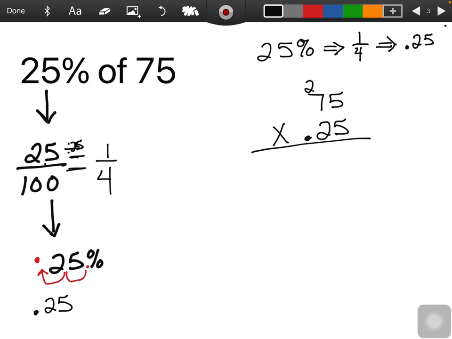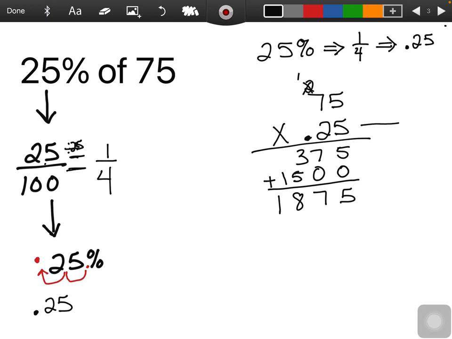5 times 5 is 25. 5 times 7 is 35, plus 2 is 37. I'm going to drop my placeholder. 2 times 5 is 10. Raise my 1, drop my 0. 2 times 7 is 14, plus 1 is 15. Now I'm going to add these together straight down. 5 and 0 is 5. 7 and 0 is 7. 5 and 3 is 8. And 1 is just 1.